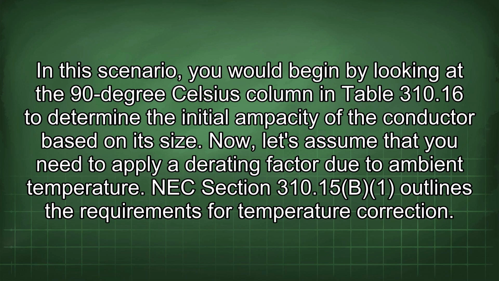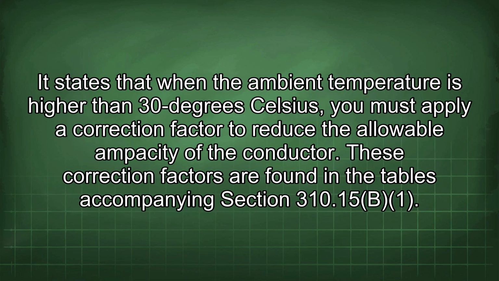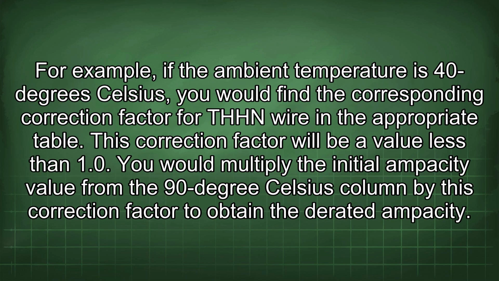Now, let's assume that you need to apply a derating factor due to ambient temperature. NEC Section 310.15 outlines the requirements for temperature correction. It states that when the ambient temperature is higher than 30°C, you must apply a correction factor to reduce the allowable ampacity of the conductor. These correction factors are found in the tables accompanying Section 310.15. For example, if the ambient temperature is 40°C, you would find the corresponding correction factor for THHN wire in the appropriate table. This correction factor will be a value less than 1.0. You would multiply the initial ampacity value from the 90°C column by this correction factor to obtain the derated ampacity.